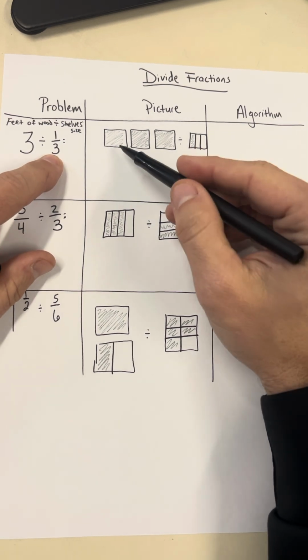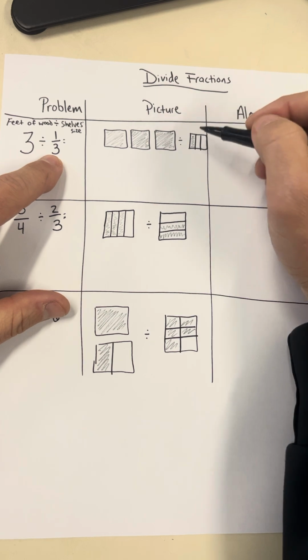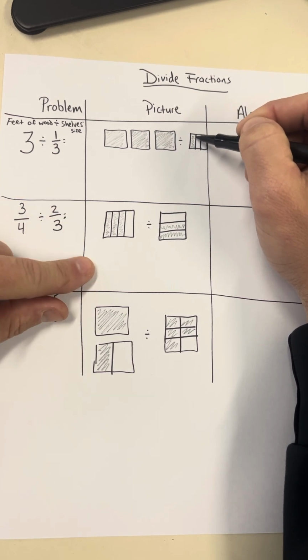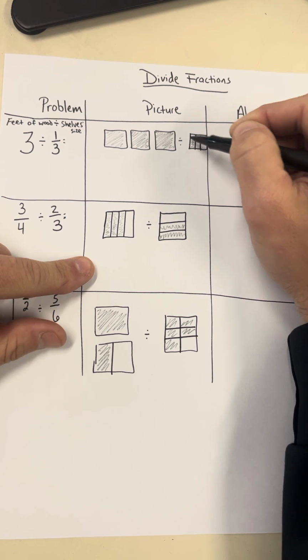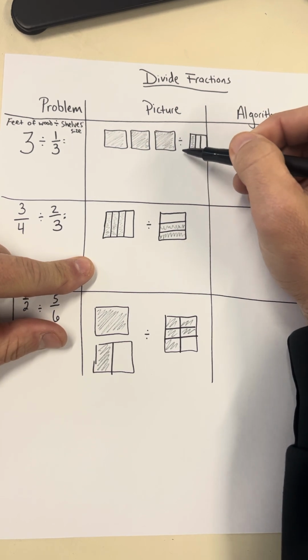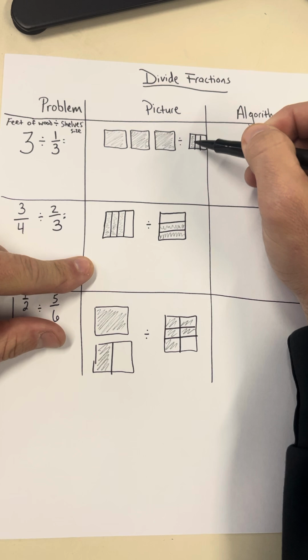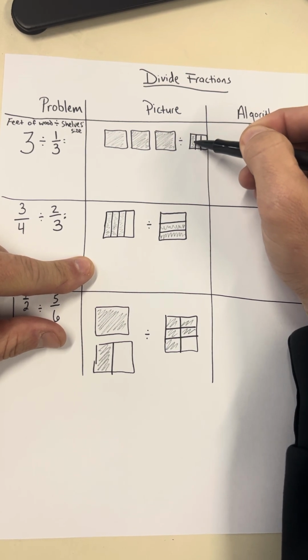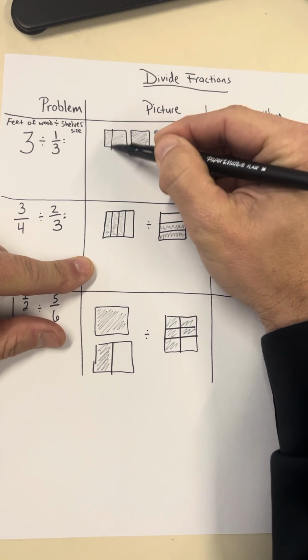So I start with a picture and I start with 3 feet of wood, and I see that my shelf, it looks like this size. So it looks like I can get quite a few shelves that are this size right here, 1/3, from all of this wood. So in order for me to figure out how many shelves I can get, I need to take all of this wood and I need to chop it into sizes that are this size. So I'm going to cut everything into thirds.